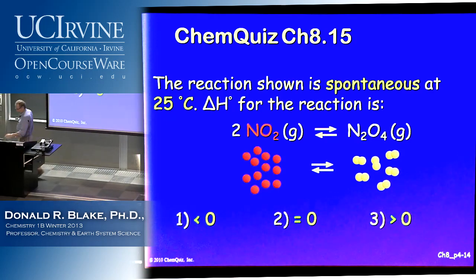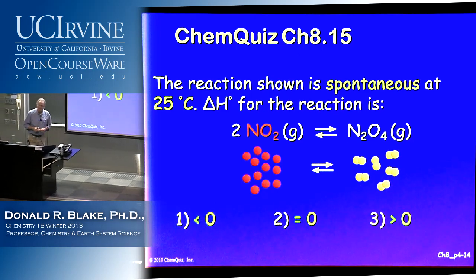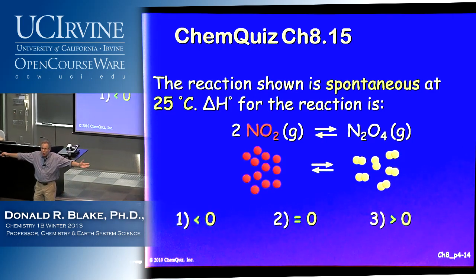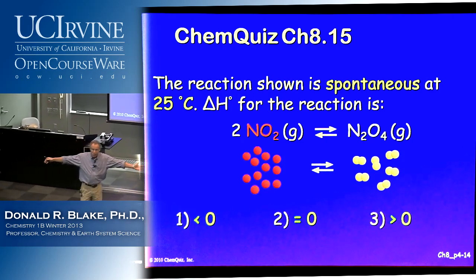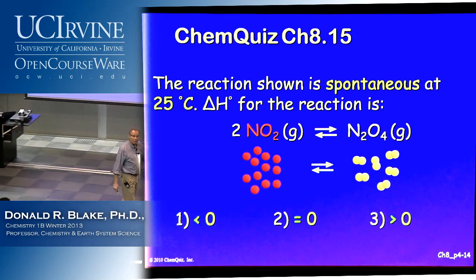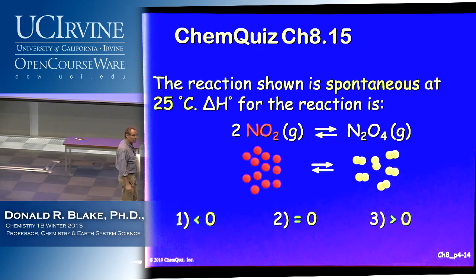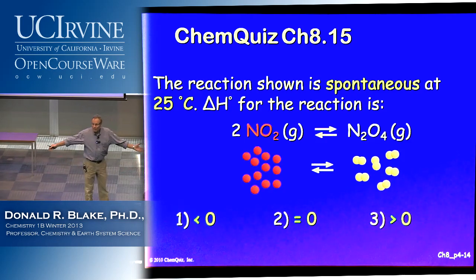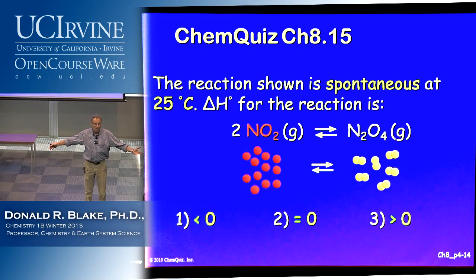Okay? So look at the equation here. Look at the actual reaction, and tell me, what do you think is happening to the delta S? Just count moles of gas. How many moles of gas on the reactant side? How many on the product side? Ooh. What does that mean for entropy?